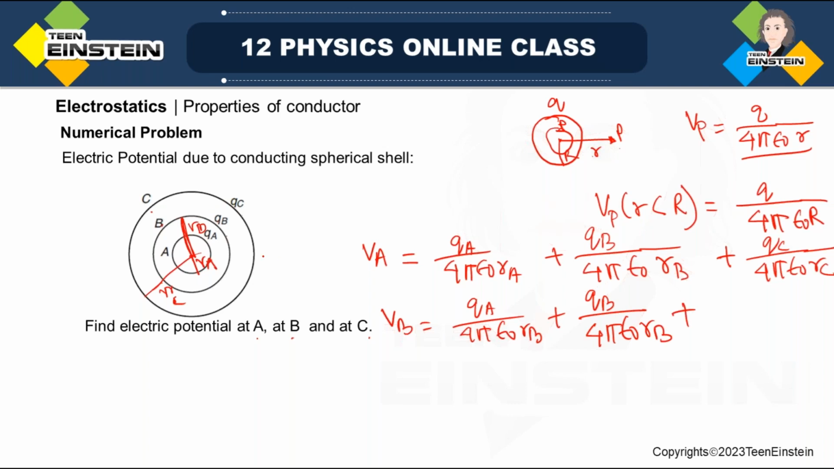But for this outer conducting shell, it is an inner point. So I have to write QC by 4 pi epsilon naught RC. Okay.